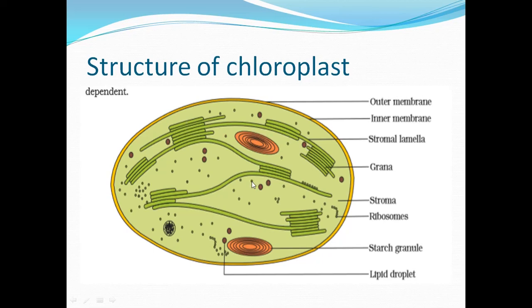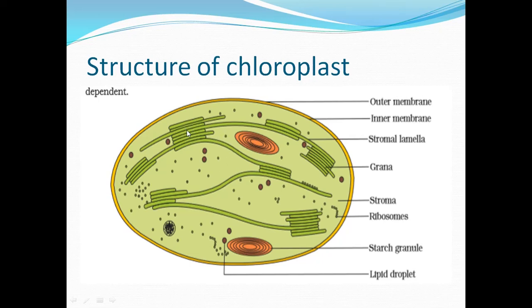Like this, you'll see many grana here. The grana are interconnected. Here you can see this is one granum, this is a second granum, this is one more granum. These grana are interconnected by lamellae. Now these are all lamellae. So lamellae interconnect the grana.